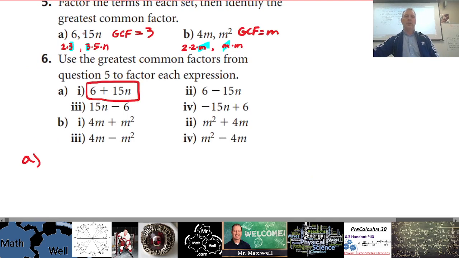So between 6 and 15n, what's my greatest common factor? 3, right? So you always put the 3 outside the brackets. And then what's left over when I take the 3 out of 6? I divide 6 divided by 3 is? Somebody shout it out. 2. What's 15n divided by 3? 5n. Plus 5n.